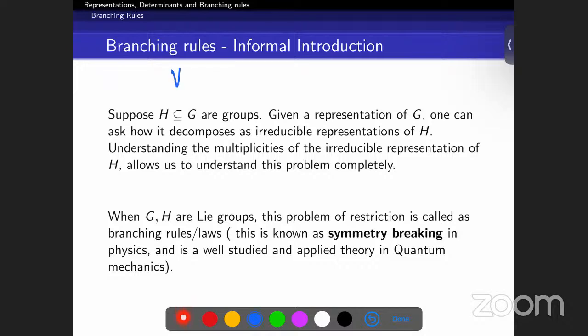So let's just say if V is a representation of G, then I can restrict it to H, and that would give me some representations, let's say some W_i's with some multiplicities m_i's. Okay, and these are representations of H.